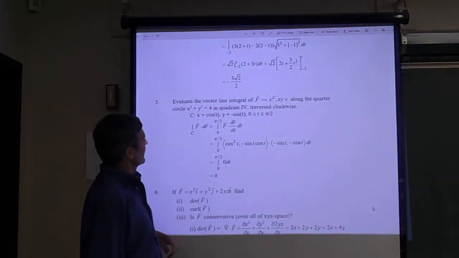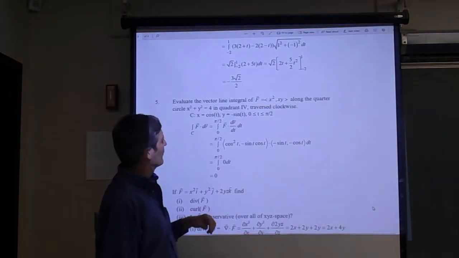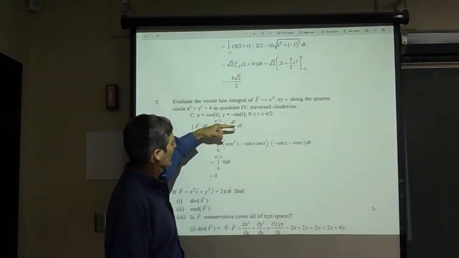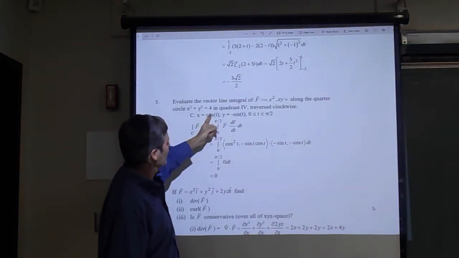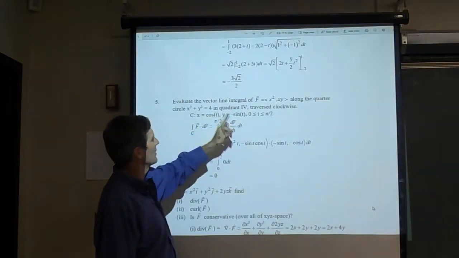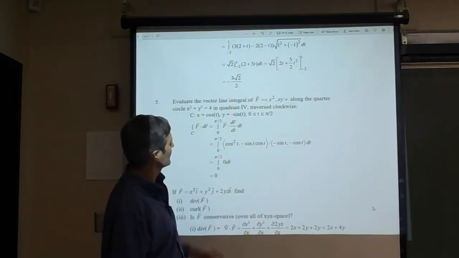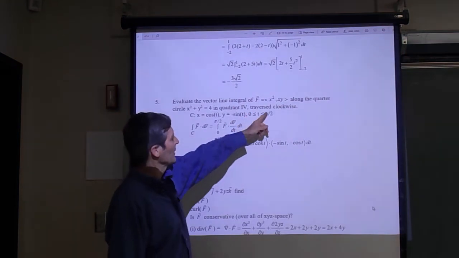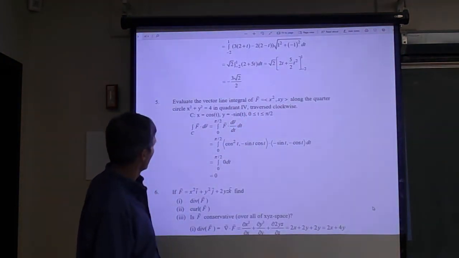Here's the vector line integral. Suppose I want to evaluate this along the quarter circle in quadrant 4 traveled clockwise. So you're starting here and going from here around the unit circle. You could let x equal cosine t and y equal minus sine t. So instead of going counterclockwise, you now go clockwise, because y goes negative first instead of positive. Go from 0 to a right angle in order to traverse a quarter circle.